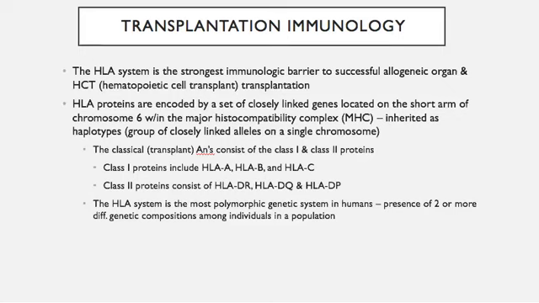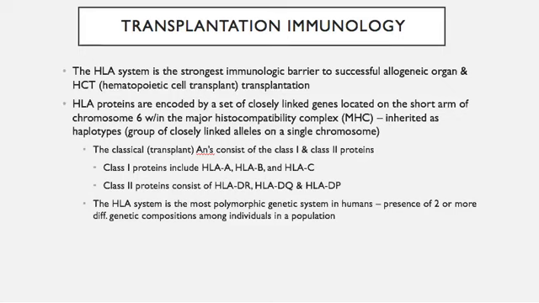Transplantation of a solid organ or hematopoietic stem cells into an allogenic host is likely to result in graft rejection or graft versus host disease in the absence of immunosuppressive therapy. And this HLA system is part of what makes it so hard to find a suitable donor for organ transplantation and why it takes so long, because it's so hard to find a perfect match.